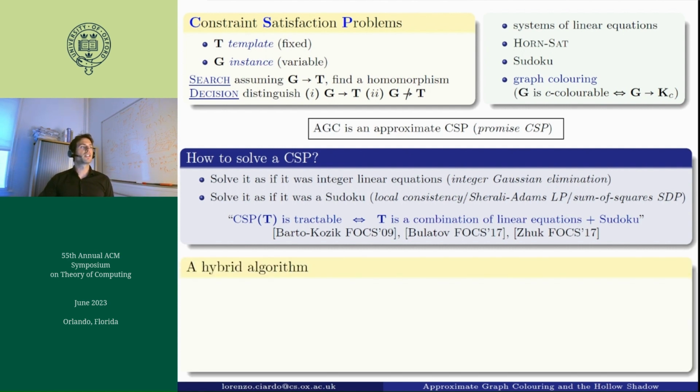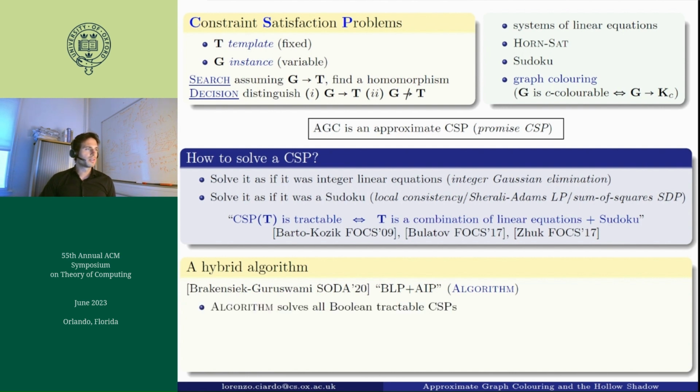And one step in this direction is the following hybrid algorithm described by Brakensiek and Guruswami three years ago: basic linear programming plus affine integer programming, BLP plus AIP. I'm going to call it the algorithm in this talk. This algorithm has some nice properties. First, it solves all Boolean tractable CSPs, as in Schaefer's dichotomy.